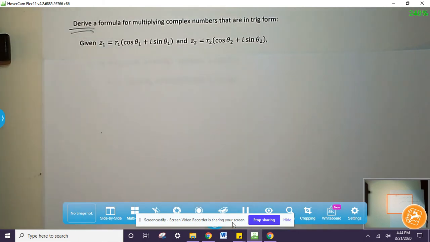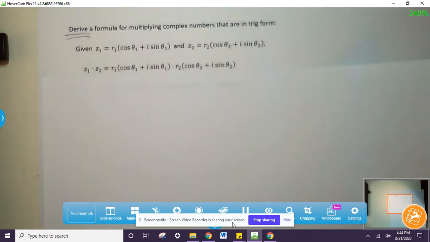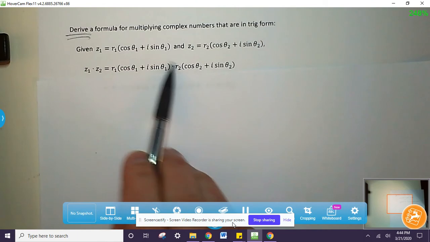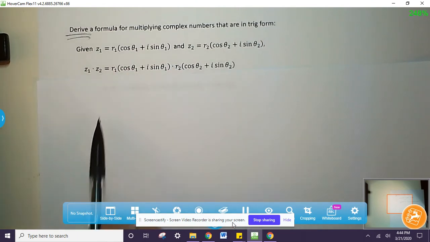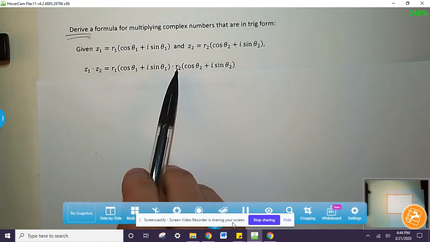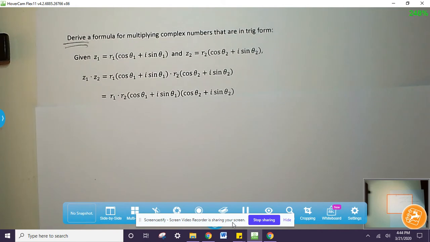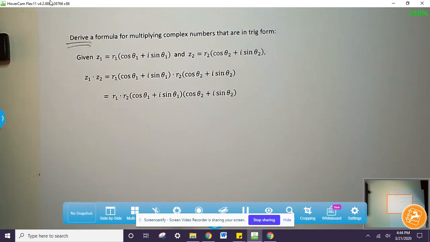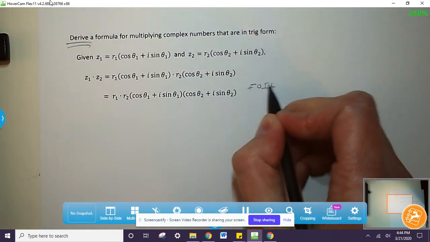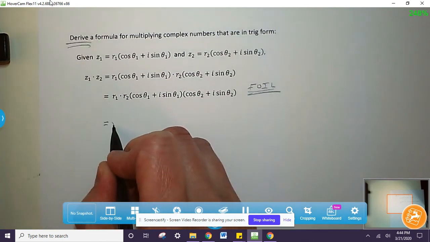So to get that formula, what we do is we set up the multiplication. So I'm going to take this first one times the second one. And using the commutative property, I can go ahead and move the r's out next to each other. And now the rest is up to us. So look and think, what can we do? You might not want to do it, but you can do it. And that's FOIL. Be very careful with your subscripts as you continue.